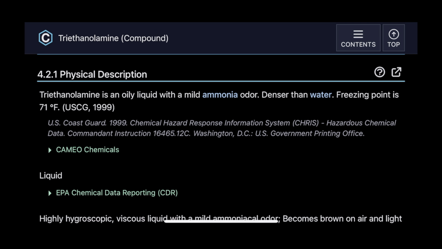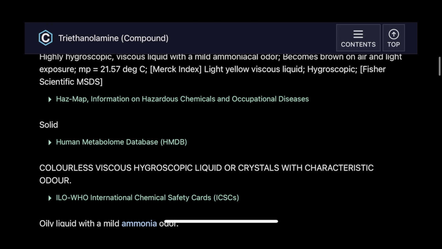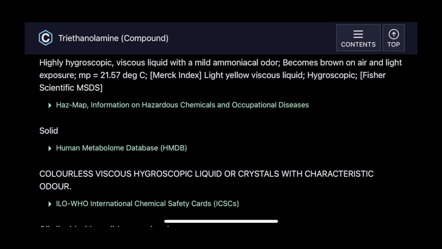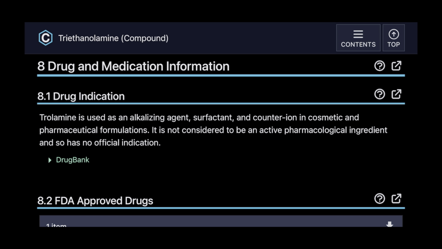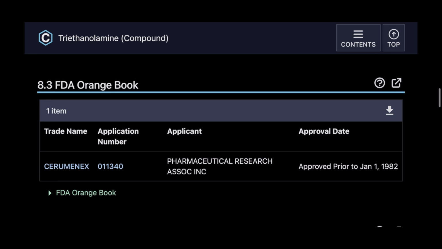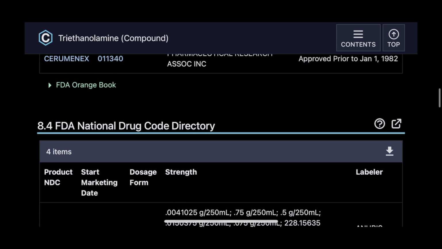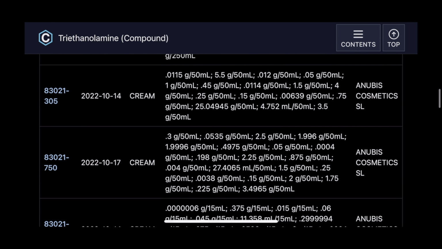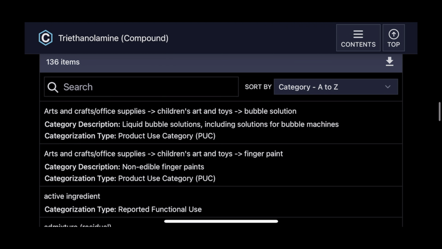Next, I'm just looking at the physical properties of the chemical. It's hygroscopic, which means that it takes moisture from the air. And then here I'm just looking at the drug medication information for the chemical. It's an alkalizing agent, which means it increases the pH of the gel. And then it's also a surfactant, which means that it increases the spreadability of the gel. Next, I show you the molecule's uses.